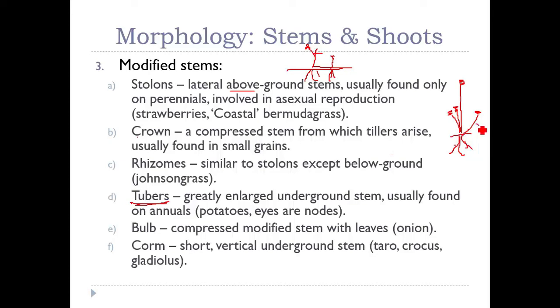These structures here are referred to as tillers, and they come from this area of tissue down here right about at the soil line. Usually these are found in small grains. Rhizomes are very similar to stolons.